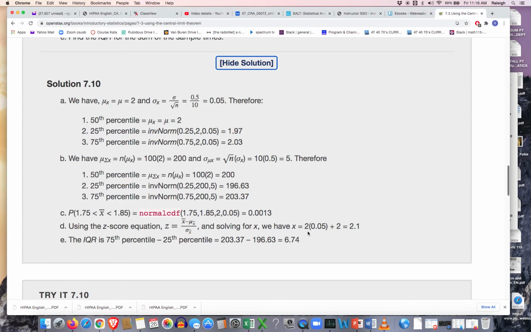X is equal to z sigma plus mu. I like to say mu plus z sigma, same formula. Well, the 2 is the standard deviations. They said 2 standard deviations, that's your z. We've already found the 0.05 for sigma, and the mean, ironically, is also 2. Not too confusing, I hope.